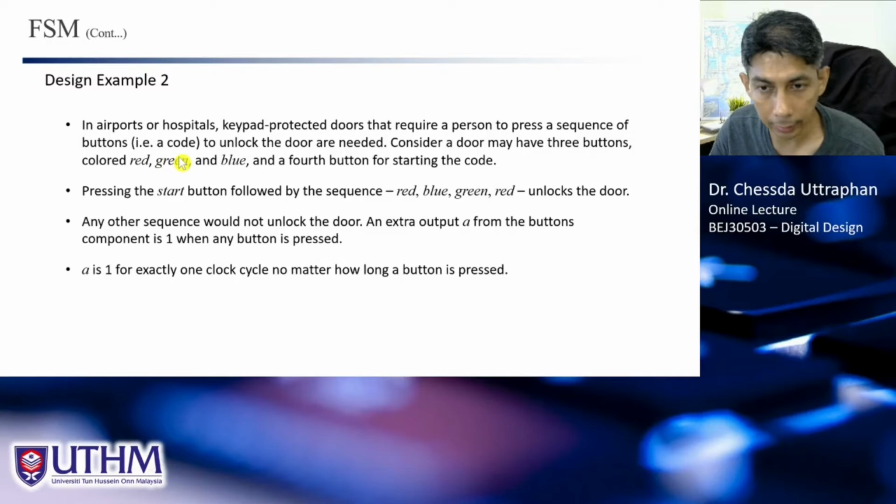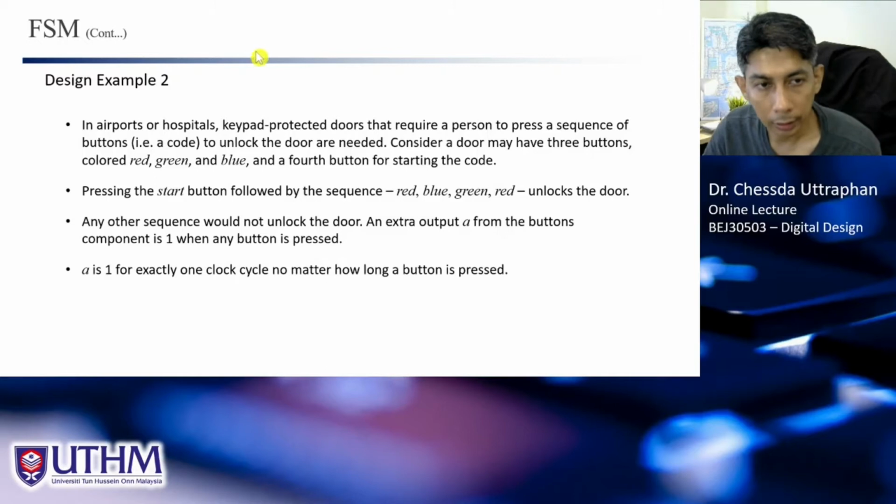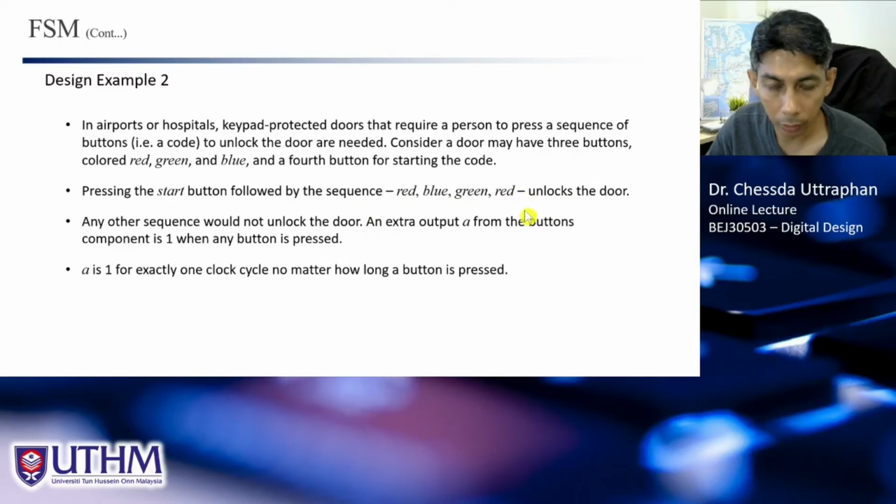So this is just like a door with a password needed to unlock the door. Consider a door that has 3 buttons colored red, green, and blue, and a fourth button for starting the code. By pressing the start button followed by the sequence red, blue, green, and red again, you unlock the door. So you need to press start first, and then follow this sequence to unlock the door. Any other sequence would not unlock the door.